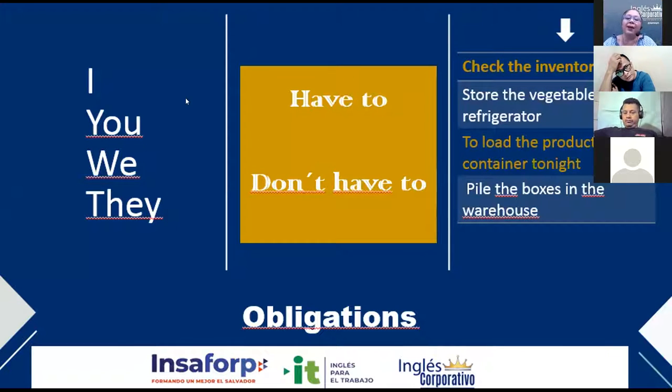Bien, vamos a ver por acá. Acá en el cuadrito amarillo, ¿qué tenemos? Affirmative, have to, and negative, don't have to, ¿ok? Don't have to, this is the negative form. Y aquí tenemos complement. In the third column, we have the complement. A ver, si es por obligación que vamos a utilizar have to or don't have to, entonces vamos, si es porque vamos a expresar obligaciones.